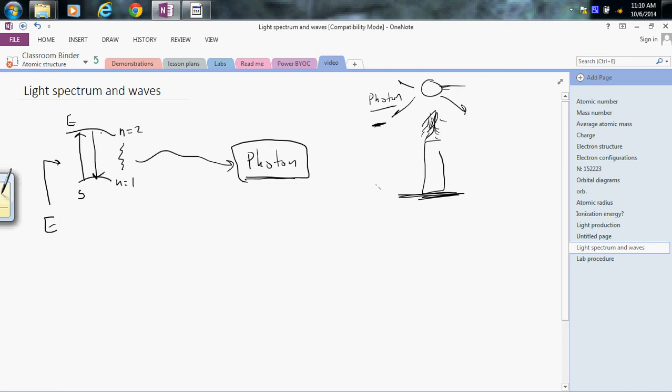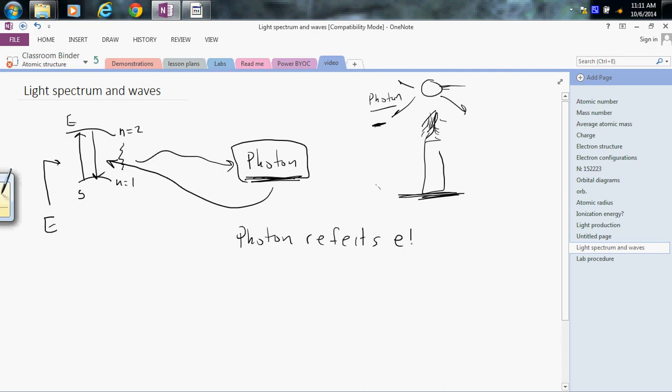Okay, so what's important about this photon is that it is reflective of the electron structure. So the photon reflects electron structure.